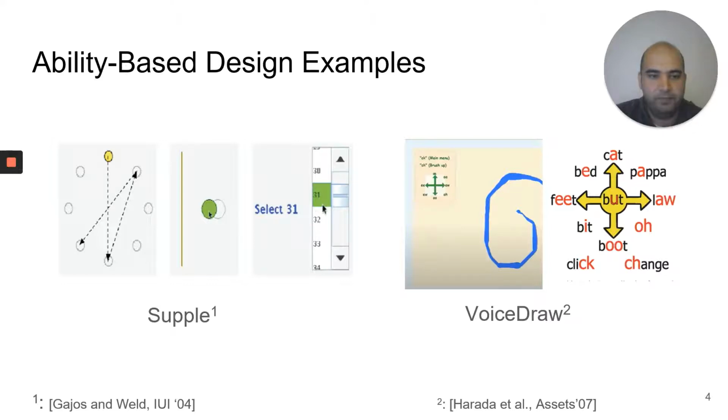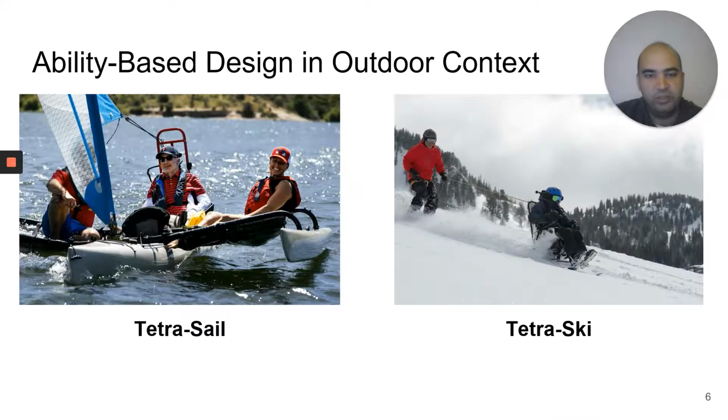screen-based systems. In our work, we want to study and answer how applicable it is to transfer and apply ability-based design principles into the outdoor activities context. To answer this question, we explore the principles of ABD in two adaptive outdoor experiences, Tetra-Sail and Tetra-Ski. Tetra-Sail is an adaptive sailing experience that allows individuals with tetraplegia to sail collaboratively with an instructor. Tetra-Ski is an adaptive skiing experience that allows individuals with tetraplegia to ski collaboratively with an instructor.